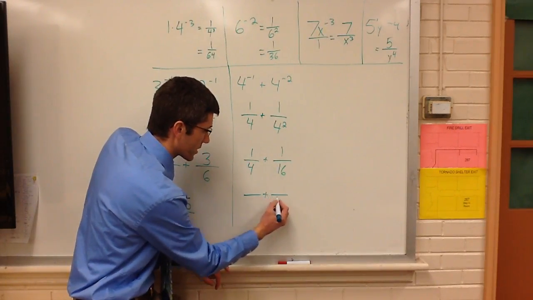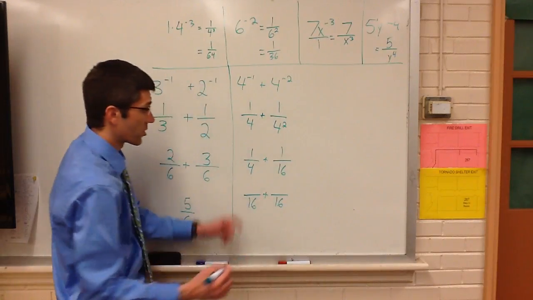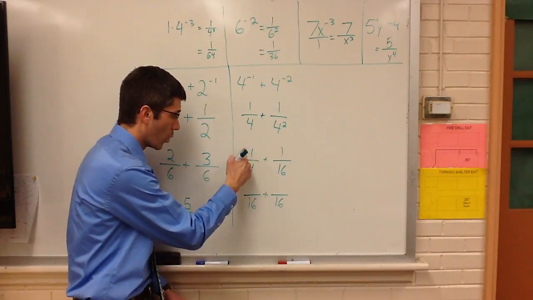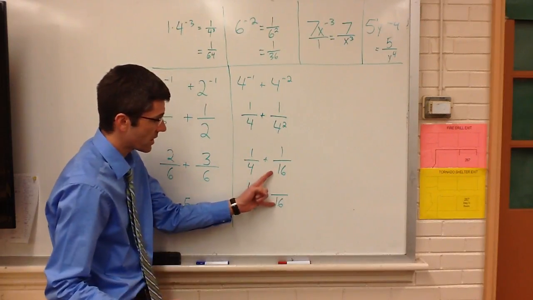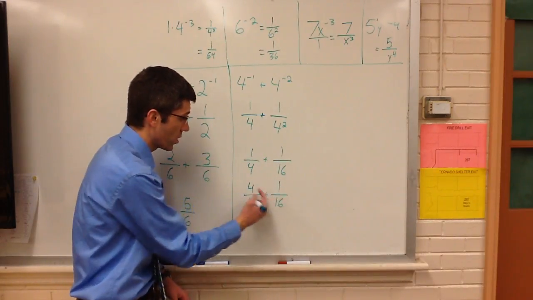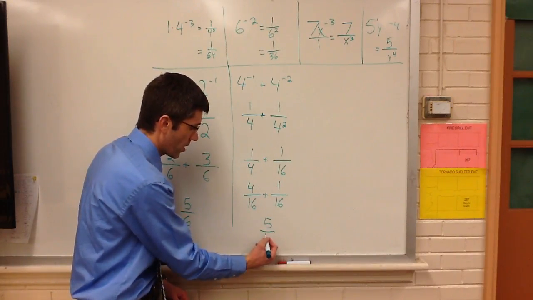Common denominator is 16. To turn a 4 into a 16, you multiply by 4. 1 times 4 is 4. To turn a 16 into a 16, you don't do anything. You could multiply by 1. 1 times 1 is 1. 4 plus 1 is 5 over 16.